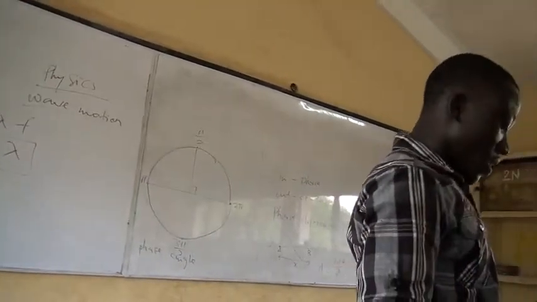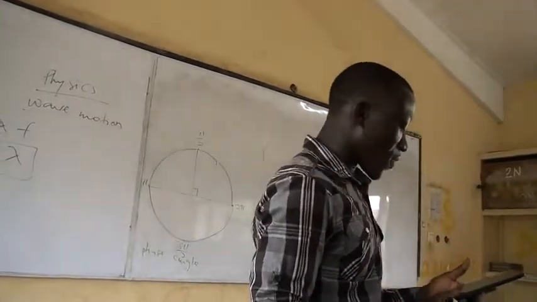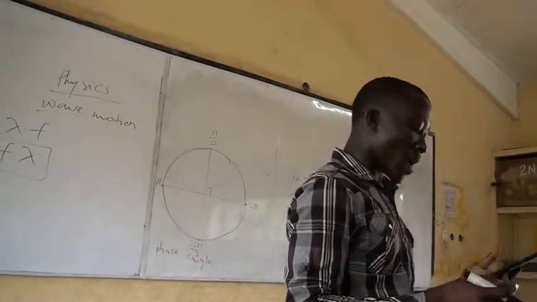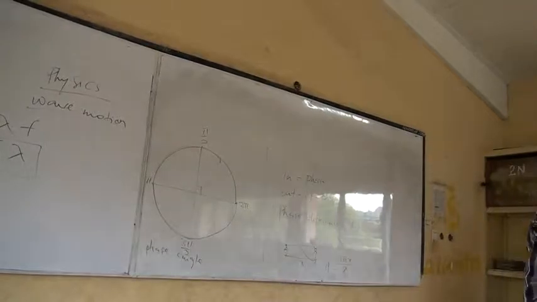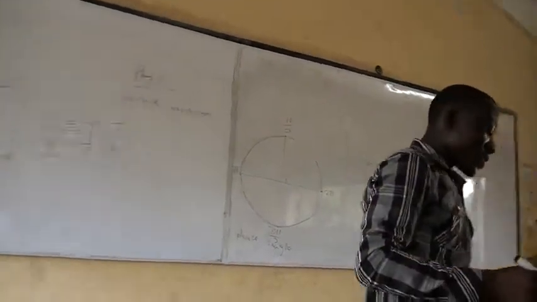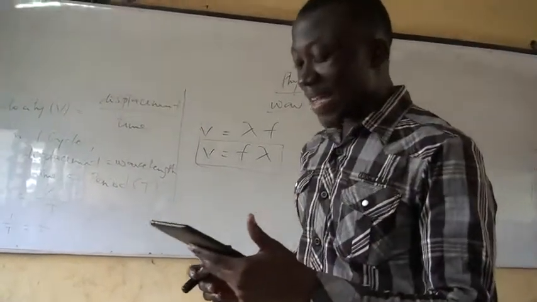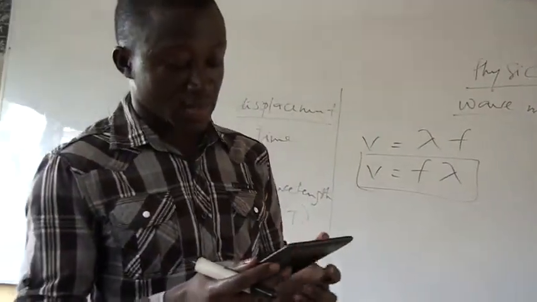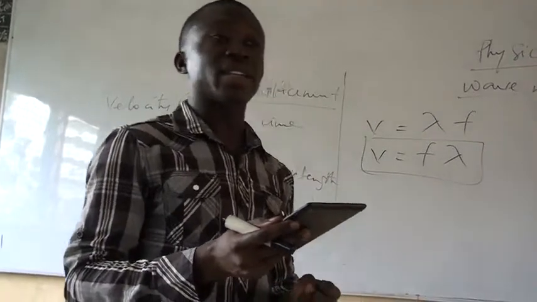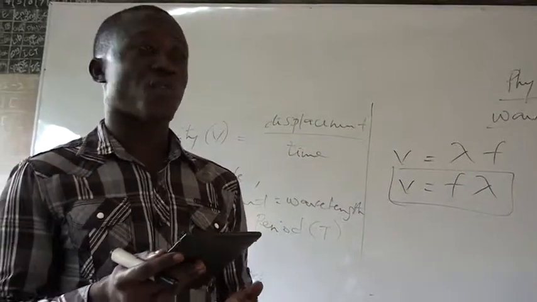I take the question again. A wave with frequency of 3.0 Hertz takes 1.7 seconds to travel a length of 2.5 meters. Determine the wavelength of the wave.